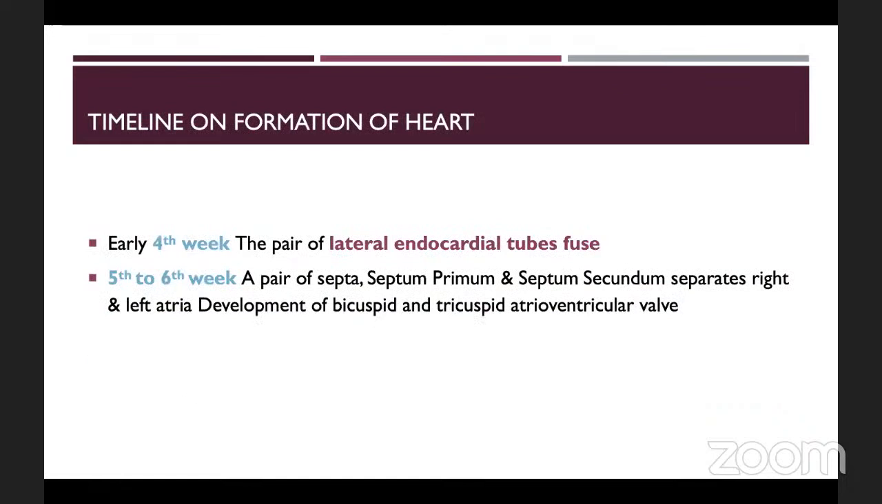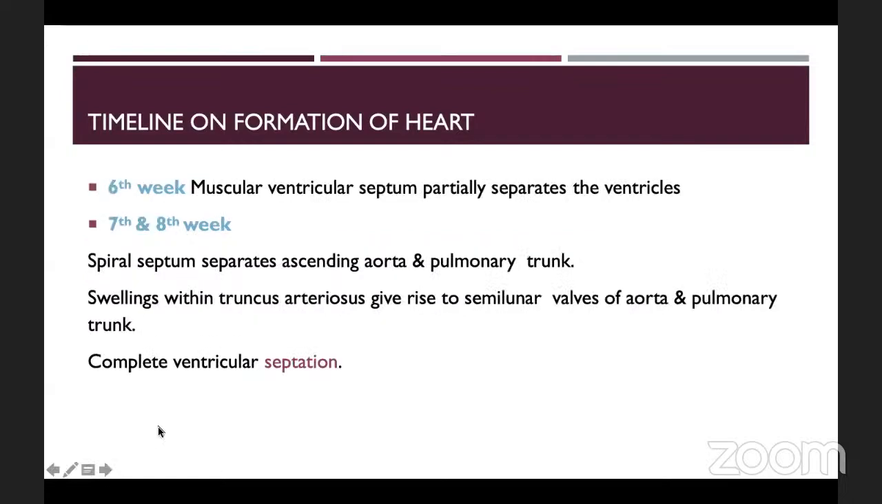Early in the fourth week, the pair of lateral endocardial tubes fuse. In the fifth and sixth weeks, a pair of septa, the septum primum and septum secundum, separate the right and left atria, and the bicuspid and tricuspid atrioventricular valves develop. In the sixth week, the muscular ventricular septum partially separates the ventricles. In the seventh and eighth weeks, the spiral septum separates the ascending aorta and pulmonary trunk. Swellings within the truncus arteriosus give rise to the semilunar valves of the aorta and pulmonary trunk, and ventricular separation is completed.